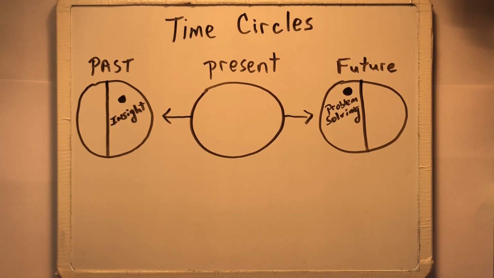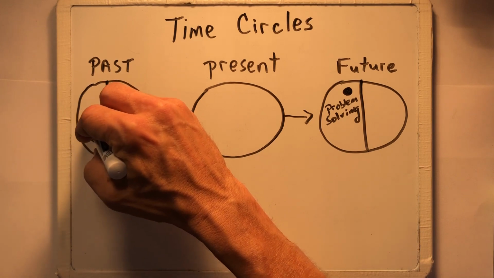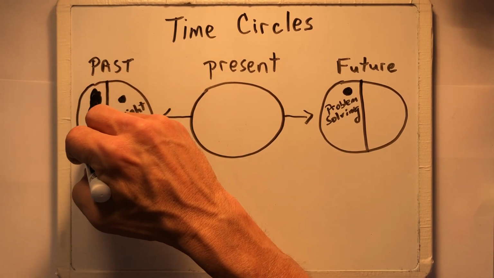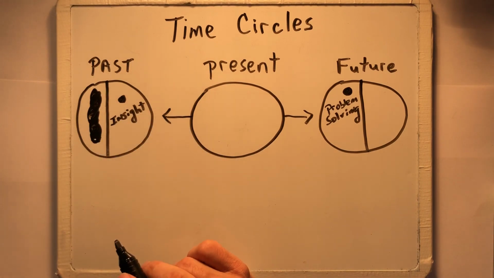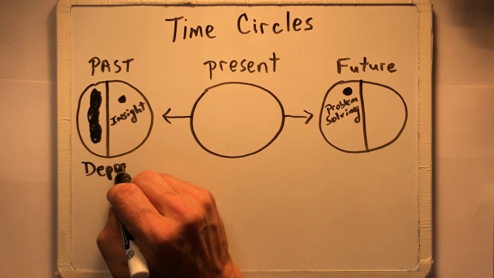However, there are times that thinking too much about our past or too much about our future can be problematic. For example, we may go way into our past and we may dwell on something and find ourselves preoccupied. This may take up most of our time and we can begin to experience things like regret, anger, guilt, and this may become a depression zone for us.